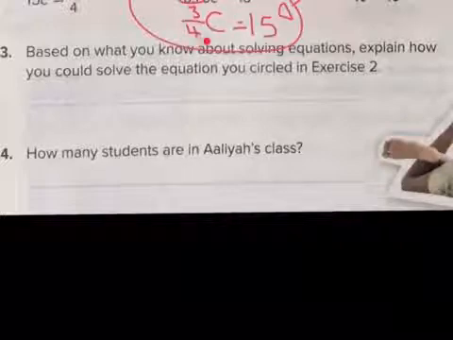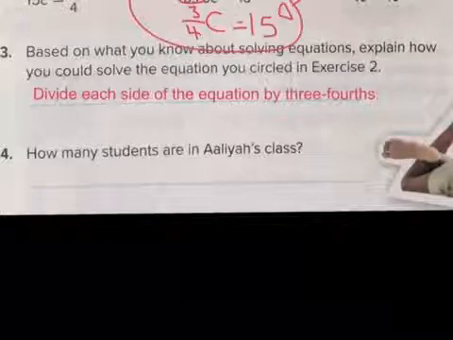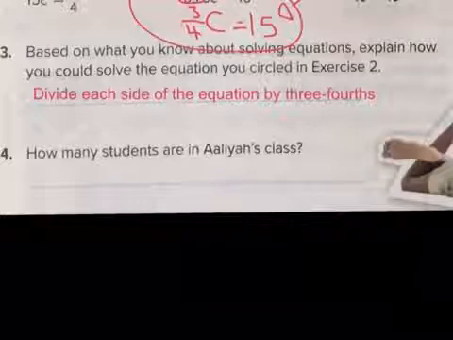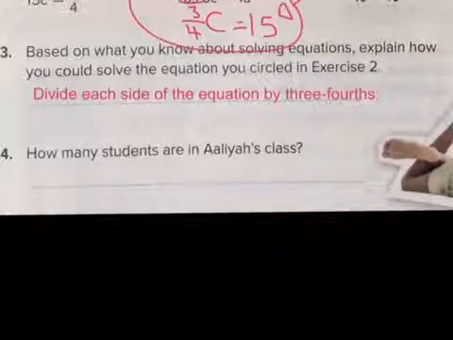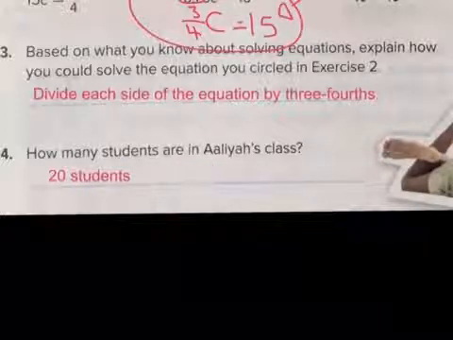You have to do the opposite of what's being done over here. It's being multiplied, so you must divide it out. And if you divide it out on this side of the equation, you must divide it out on this side of the equation. You could simply divide each side of the equation by 3/4. So if I divide it out of this side, this 3/4 is gone. And if I divide it from this side, I will get the quotient of 15 divided by 3/4, which is 20. How many students are in Aliyah's class? As you already know, 20 students.